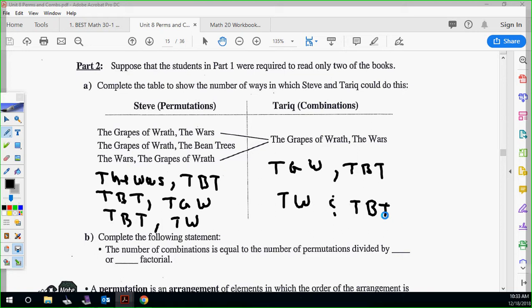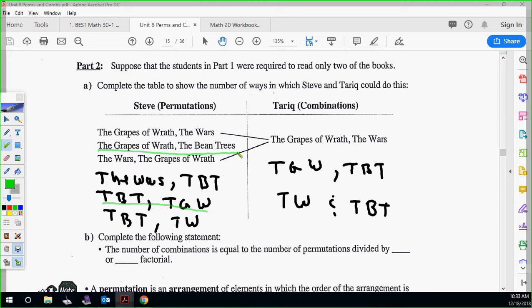So the point is, as you can kind of see, right here, the Grapes of Wrath, the Wars, and the Wars, the Grapes of Wrath. See this and this? Those are really the same thing, right? They're just reversed. And so the permutation is double counting that. But we don't care about the order read. We just have to read 2 of them. So that's why in this situation the permutations aren't helpful.